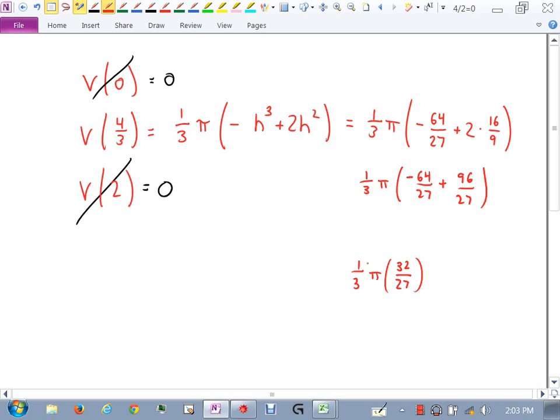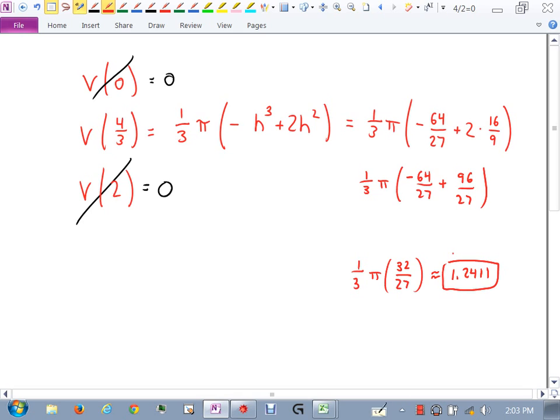Okay, so let's see. Pi, I'll feel better if we have the same thing, times 32 divided by 3 divided by 27. What did you get? I got 1.24. Okay, so I'm thinking this is about 1.241. This is the volume. That's the volume of this thing.